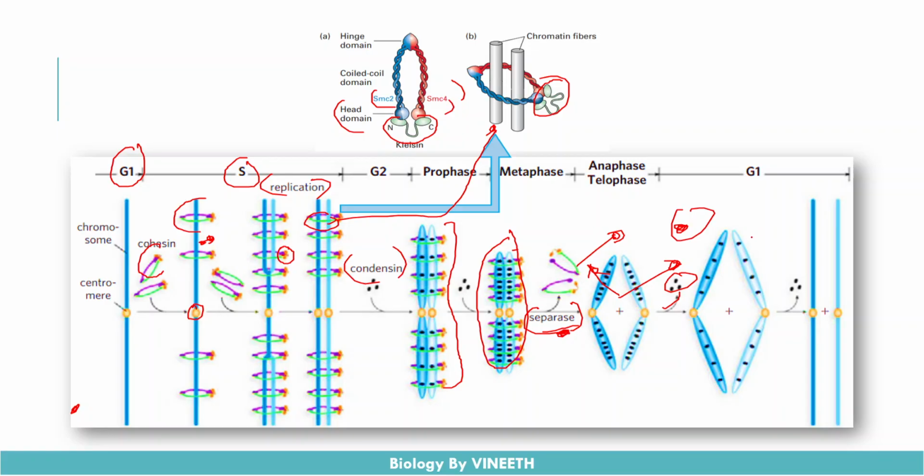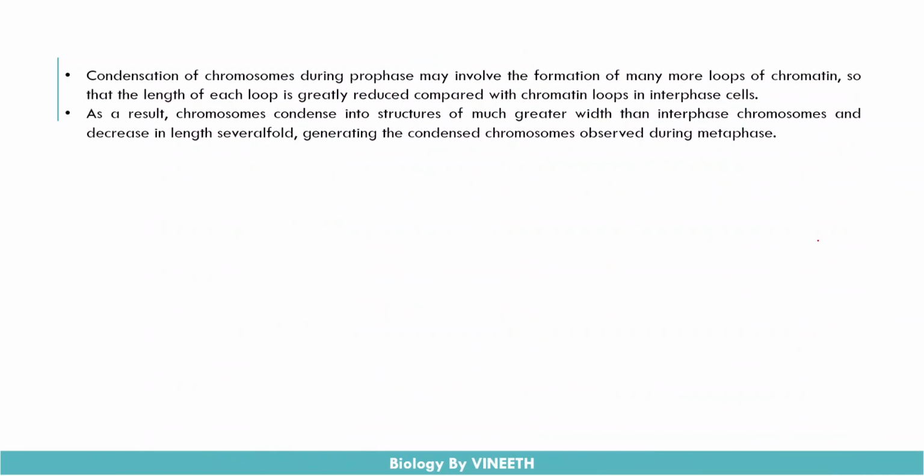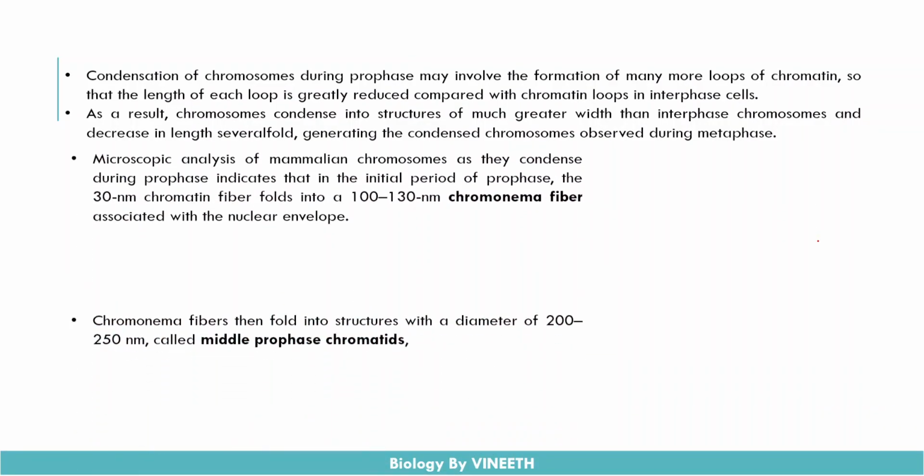Okay, cell cycle processes and the regulations. But for now, just remember the roles of these condensin proteins and the cohesin proteins. Separase is the protein which separates the two daughter chromosomes. And after removal of this condensin protein, you will have two separate daughter chromosomes. Then the actual condensation happens over here.